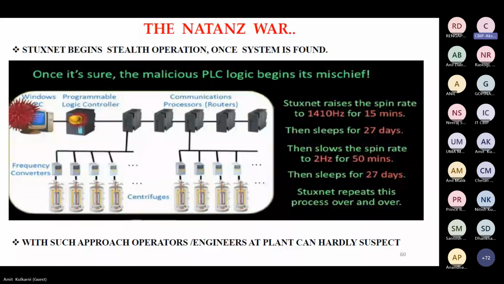Sorry to disturb you, sir. There is one small question from our participant in the chat box: what does the term 0 day attack mean?